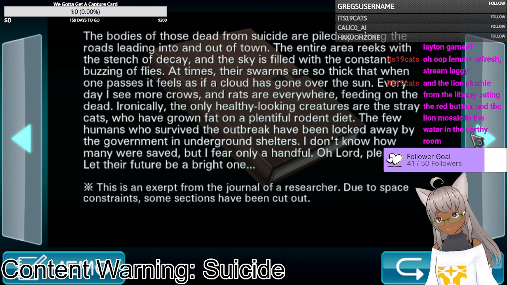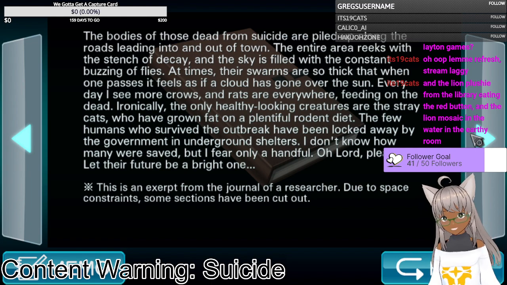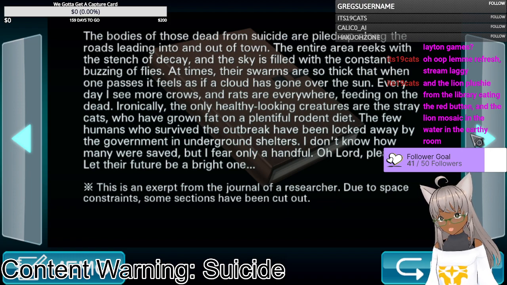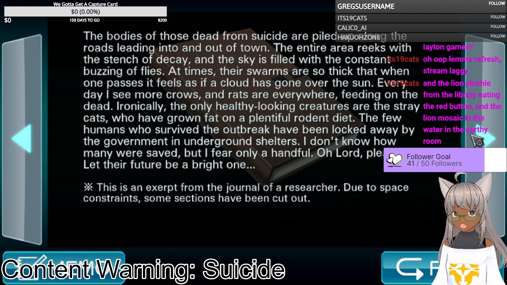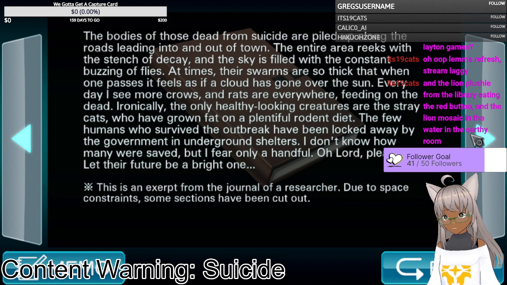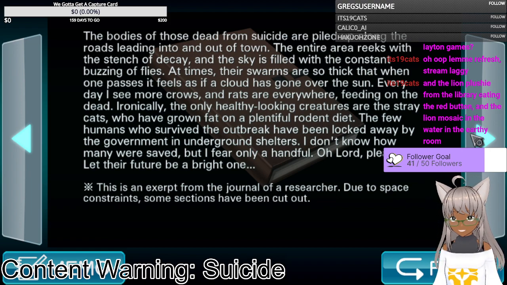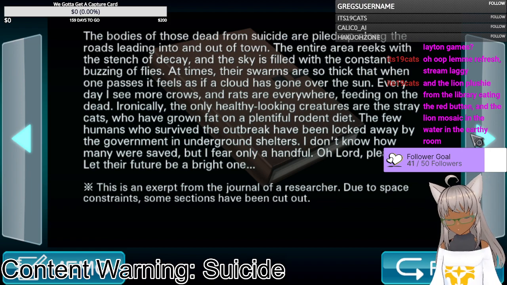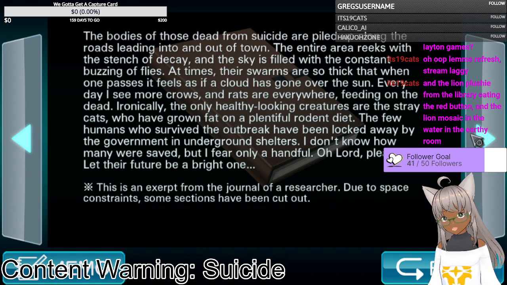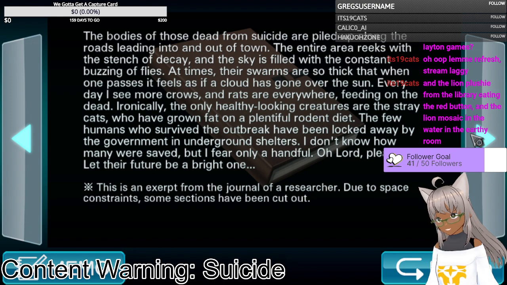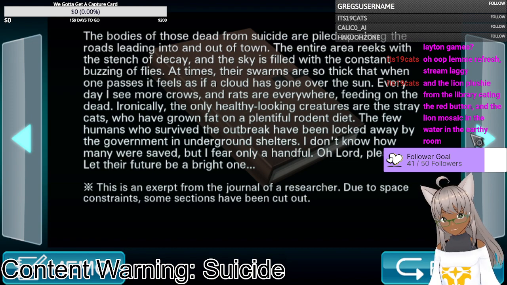The bodies of those dead are piled up along the roads leading into and out of town. The entire area reeks with the stench of decay. The sky is filled with the constant buzzing of flies. At times, their swarms are so thick that when one passes, it feels as if a cloud has gone over the sun. Every day I see more crows and rats everywhere, feeding on the dead. Ironically, the only healthy-looking creatures are the stray cats who have grown fat on a plentiful rodent diet.